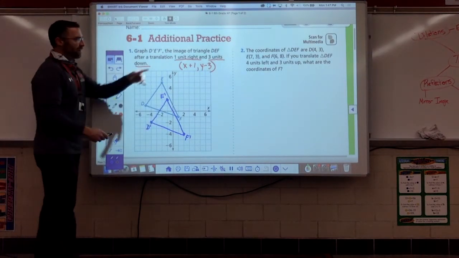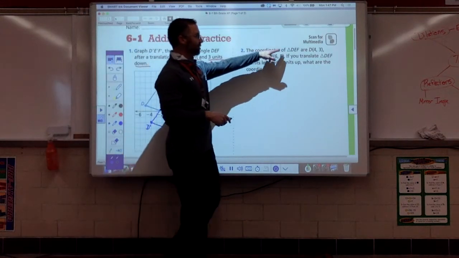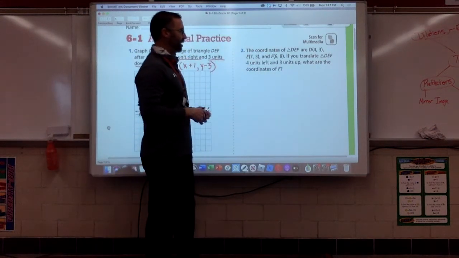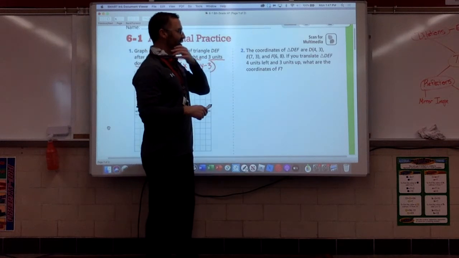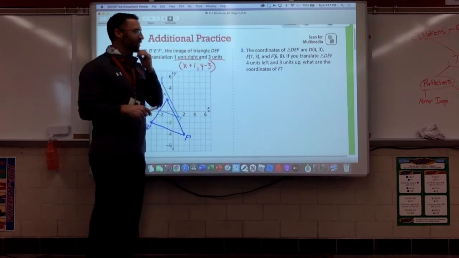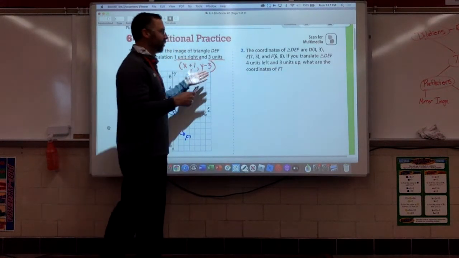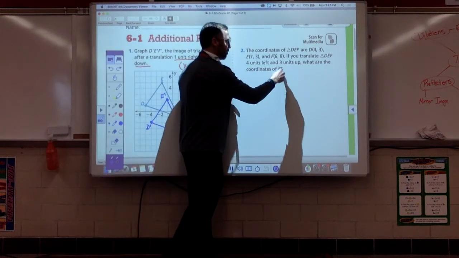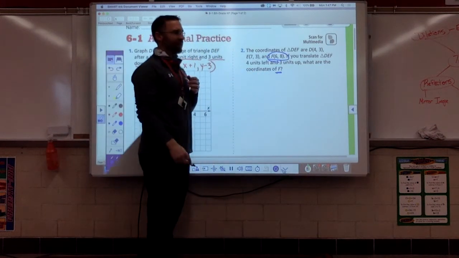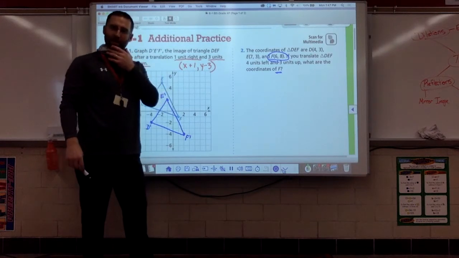Here we go. Next one, number 2. The coordinates of triangle DEF are given. If you translate triangle DEF 4 units left, 3 units up, what are the coordinates of point F? It's only asking about point F. Well, here's point F: 6, 8.